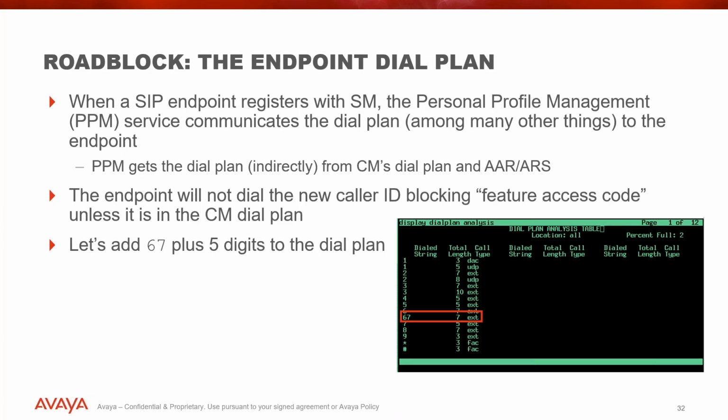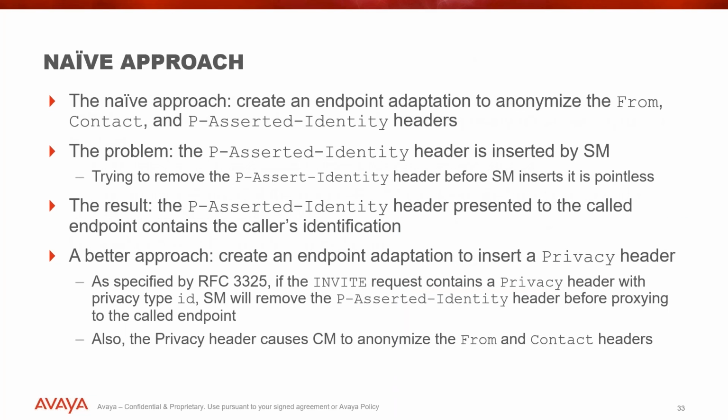So the dialed string is 6.7, total length is going to be 7, so it's 6.7 plus whatever 5 digits. And I administer that as an extension on the CM. I don't actually have extensions that match this. I just need the endpoint to get this dial plan and say, 6.7 is a valid digit string that I can dial.